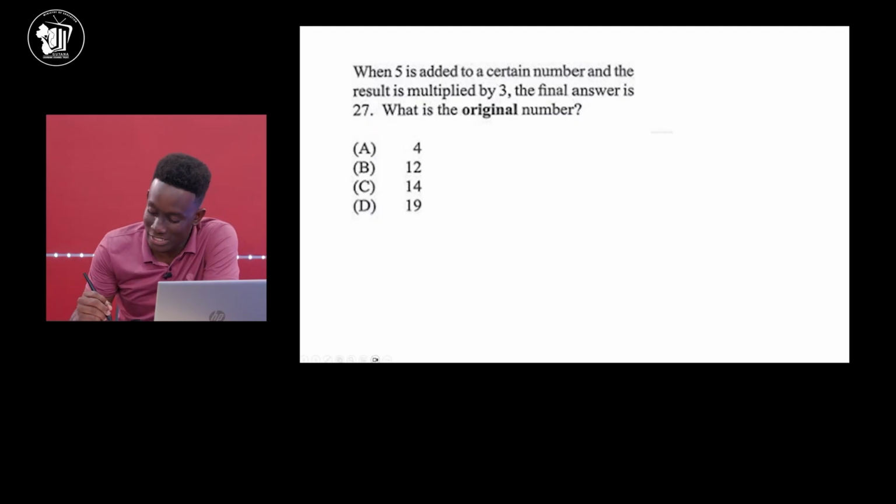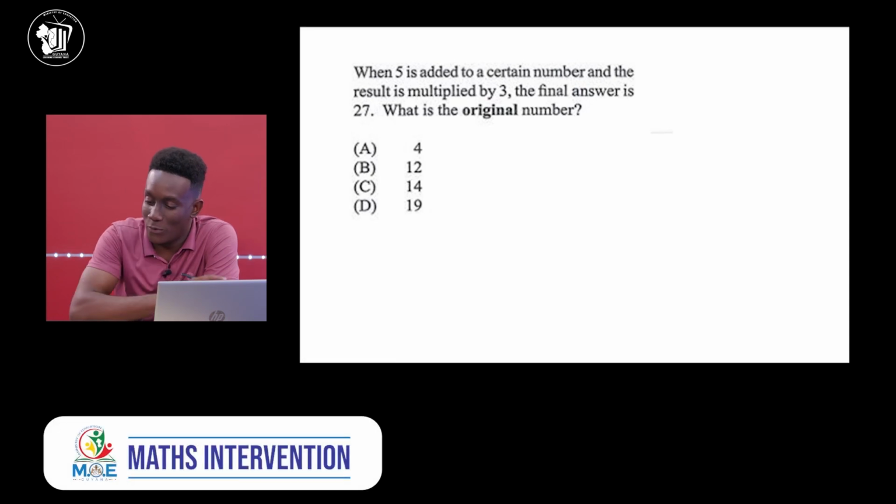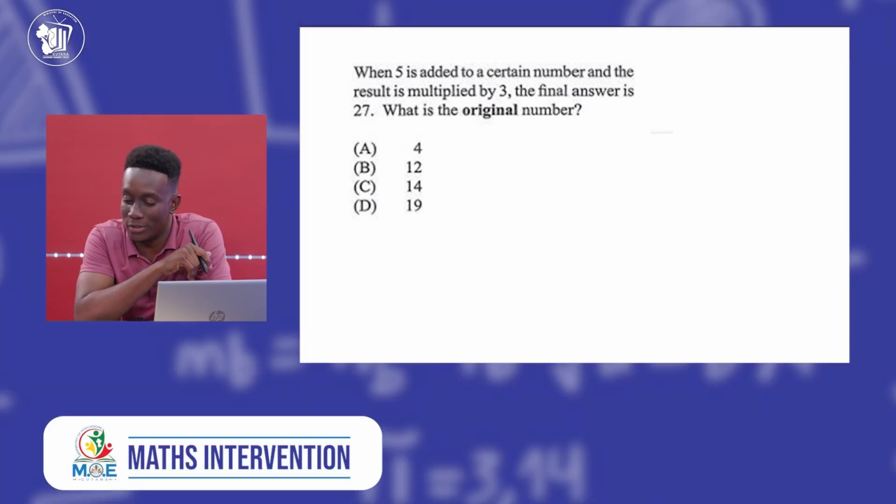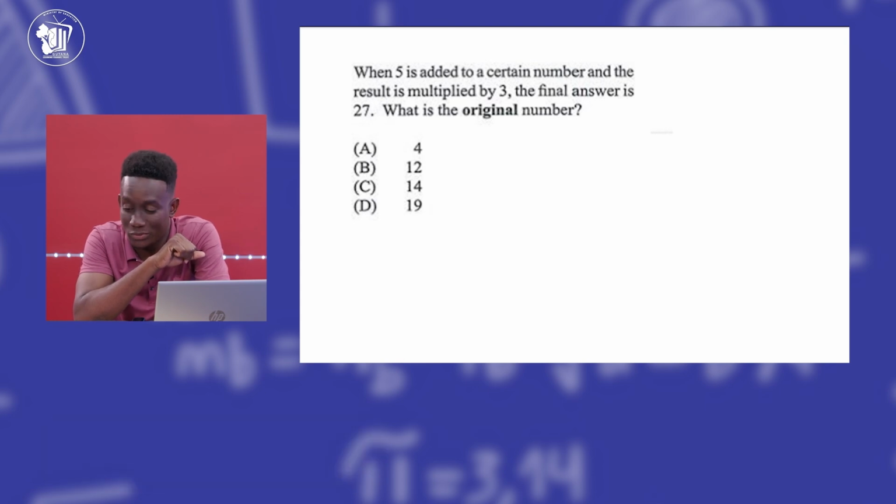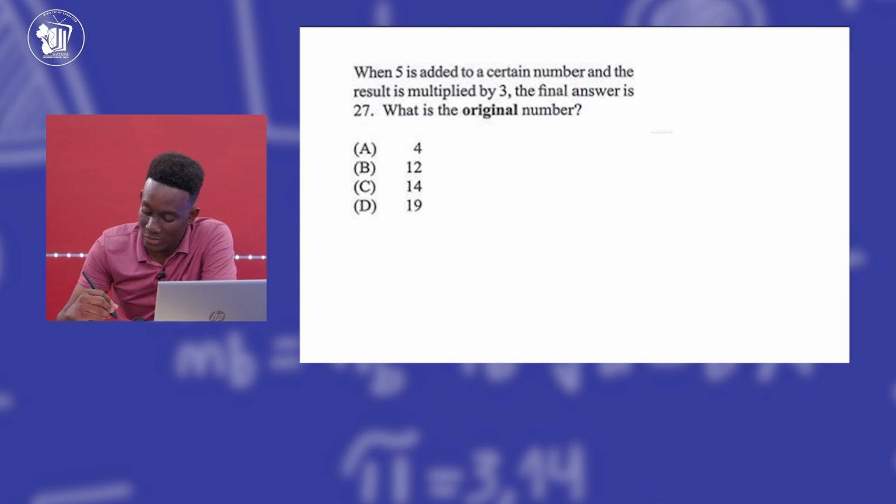So this question says, when 5 is added to a certain number and the result is multiplied by 3, the final answer is 27. What is the original number? So the first thing we need to do is come up with an equation to represent this statement.